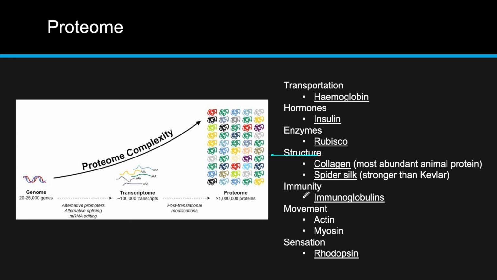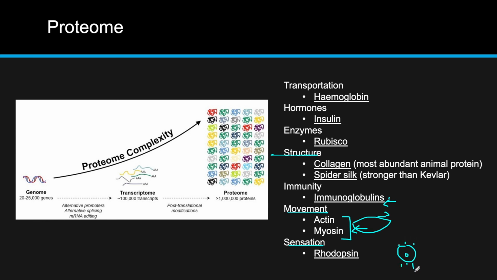We have immunity. When you get to the immune system in topic 6, you're going to see immunoglobulins, which have antibodies that target specific antigens. We have actin and myosin, which are for movement, because both actin and myosin are for muscles. Those muscles will contract, and that'll cause movement. And finally, we have sensation. Sorry, I cannot pronounce this, but rhodopsin is used in photoreceptors. So this is found in the human eye. My drawing of an eye there.